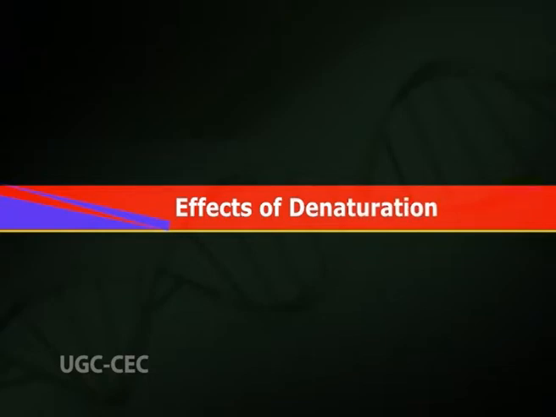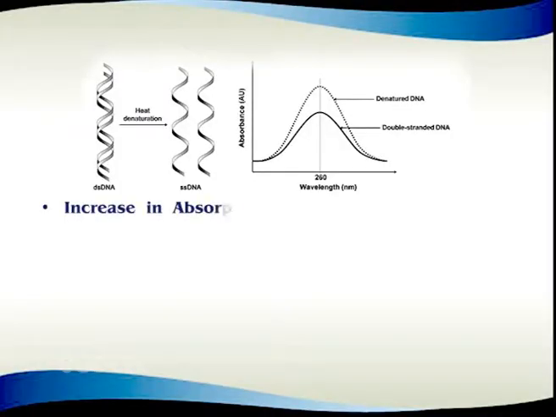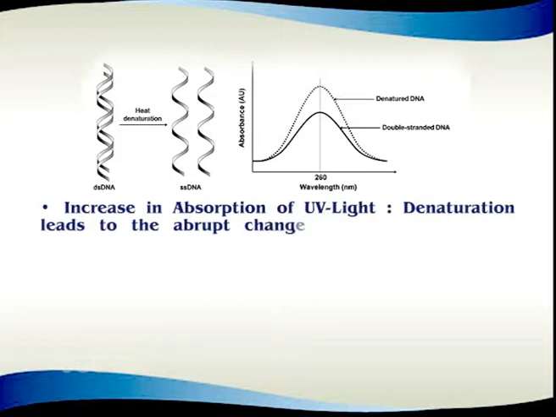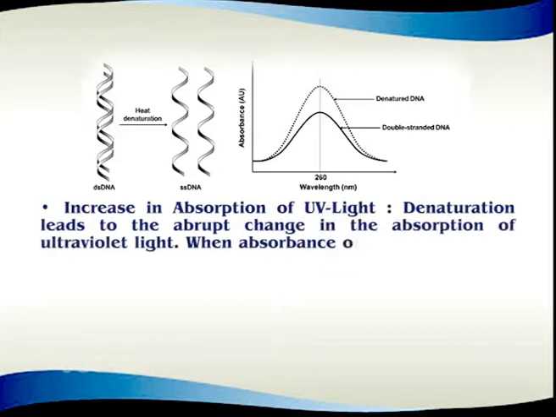Effect of denaturation. When there is denaturation, the native double helix undergoes transition into a randomly looped form, which is a single-stranded or denatured DNA. Along with these structural changes, the following changes are observed in the properties of DNA. Number 1, increase in absorption of UV light. Denaturation leads to an abrupt change in the absorption of ultraviolet light.